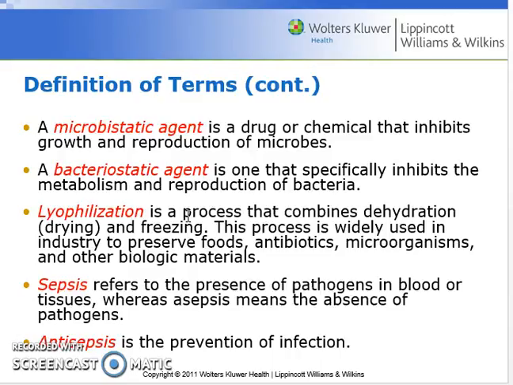Some other terms to know regarding this particular section are sepsis and antisepsis. Sepsis simply means that you have the presence of pathogens contaminating tissues or blood samples. The word asepsis means "a," without, and "sepsis," contaminants. So asepsis means the absence of pathogens. And then there's the term antisepsis, which is the prevention of infection.